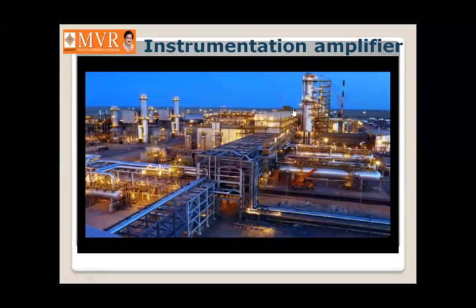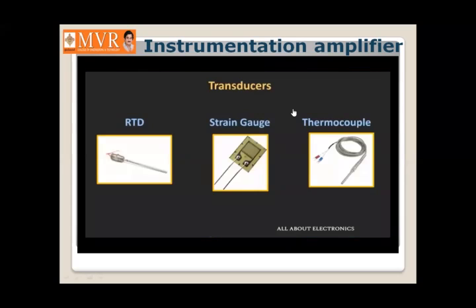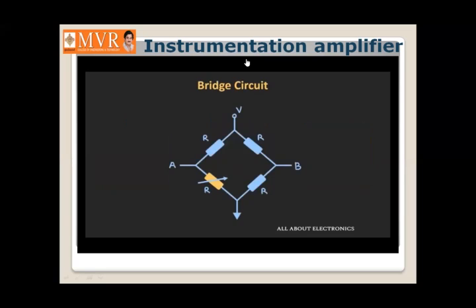In many industrial applications, it is required to measure certain parameters like temperature, flow, humidity, etc. And these parameters are measured using transducers like RTD, strain gauge, and thermocouples. So these transducers convert the measured parameter into electrical signals. And many times to convert this measured parameter into electrical signals, bridge circuits are used.